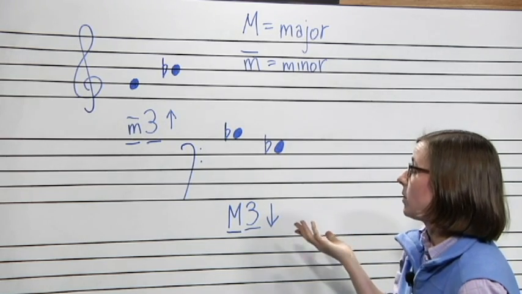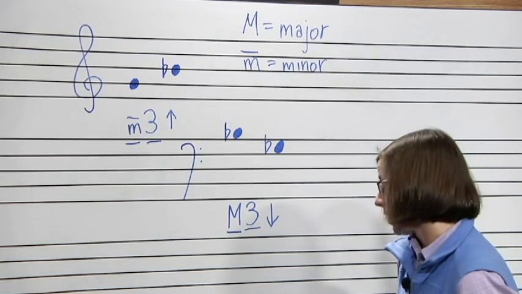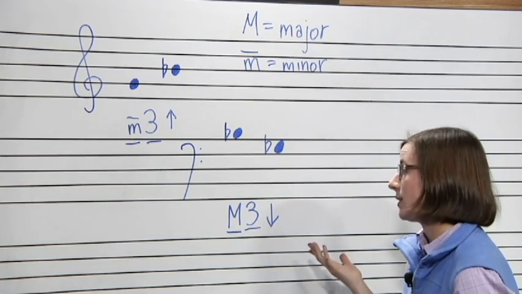Now we've talked about thirds, but consonant intervals also include sixths. So I'm going to show you a quicker way than counting intervals to get to your sixths.